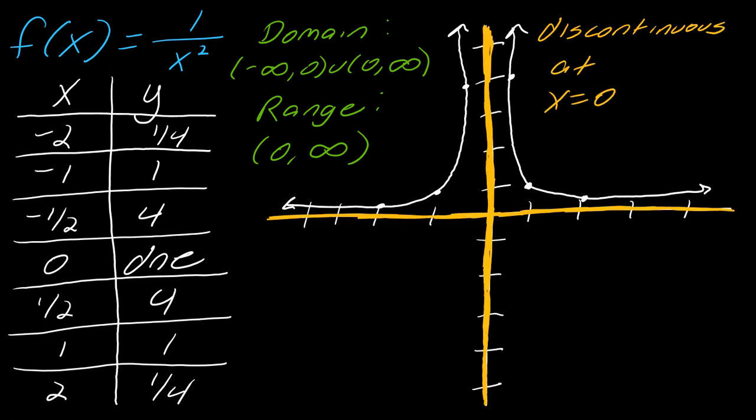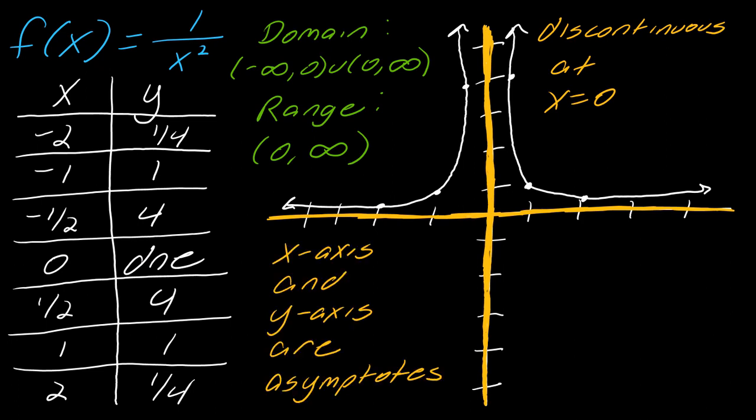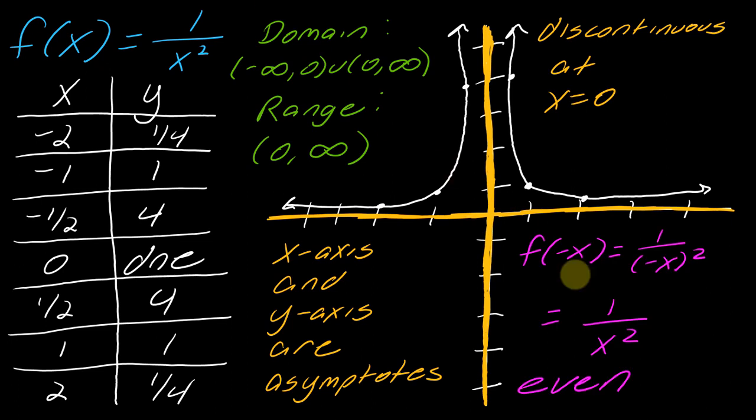Okay, next, where is the graph discontinuous? Again, what values can you not plug into this function? That would be 0, same as before. The x and the y axis still act as asymptotes in this case. And then if I were to plug in negative x into this, this becomes 1 over x squared. So if I plug in negative x, this just gets me back to the original function. So this function is an even function. That's the type of symmetry that we have.